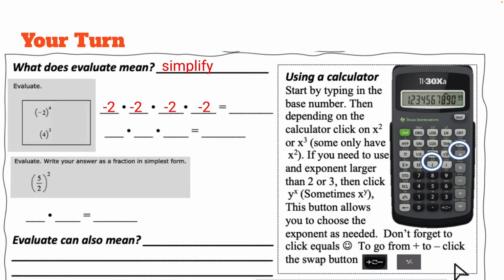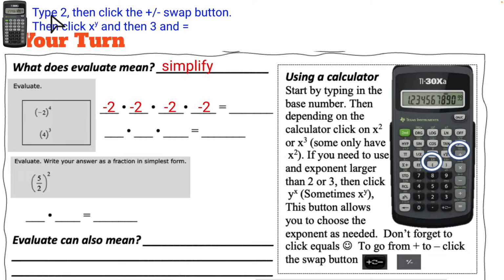All right, so with this one, to do it on the calculator, we're going to type 2. That's our base. And then we're going to click that little plus/negative button, or the swap button, or this one on the classroom calculator. Some calculators will actually let you click the minus button and then the 2. I've noticed that before. Some calculators have little nuances that are a little different.